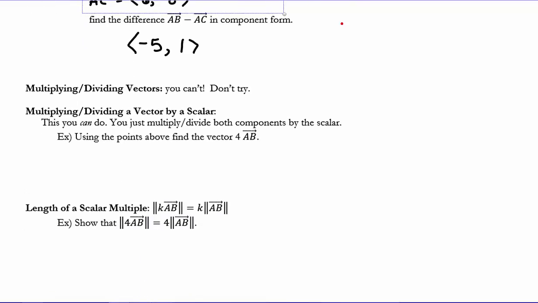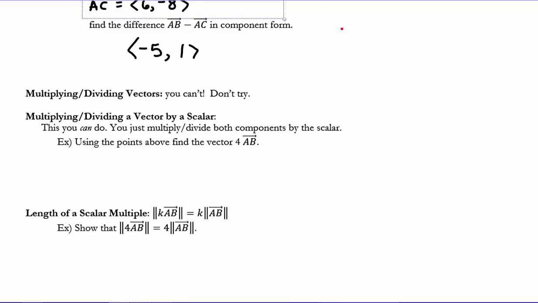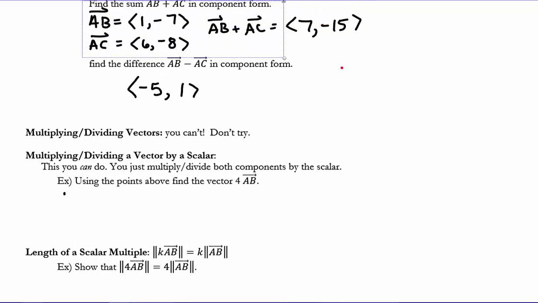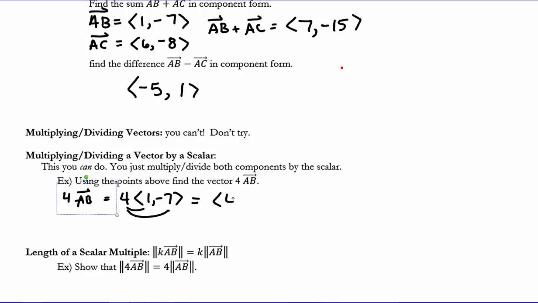Multiplying and dividing vectors. You can't. Don't try. You just can't do it. You're not allowed to multiply and divide vectors by vectors. It just doesn't happen. However, you can multiply or divide a vector by a scalar, in other words, a constant. This you can do. You just multiply and divide both components by the actual scalar. So if I want to use those points from before, and I want to find 4 times vector AB, that means I'm doing 4 times 1, negative 7, and the 4 just distributes to both of these numbers. So I get 4, negative 28.